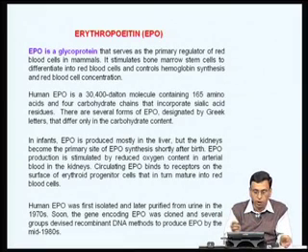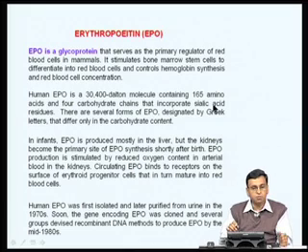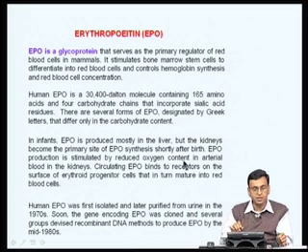Now, what is erythropoietin? It is about a 30 to 31 kilodalton protein, about 30,400 Dalton, and contains about 165 amino acids and 4 carbohydrate chains that incorporate sialic acid residues. There are several forms of erythropoietin designated by Greek letters, and these different forms differ only in their glycosylation pattern or carbohydrate content. In infants, erythropoietin is produced mostly in the liver, but the kidneys become the primary site of erythropoietin synthesis in neonates and in adult life.